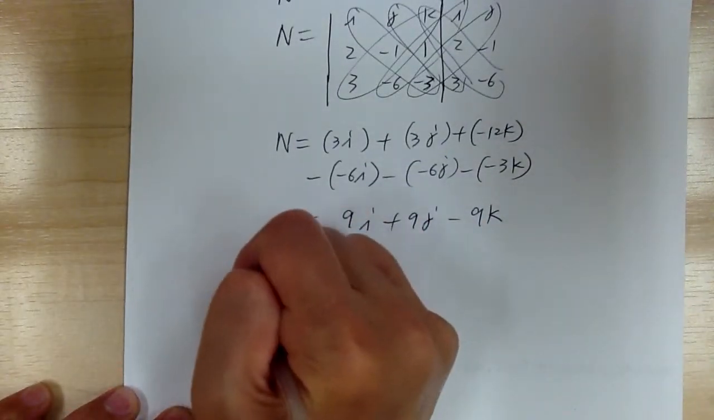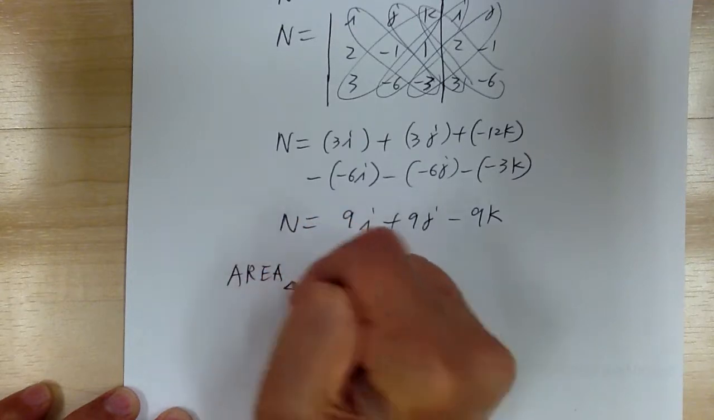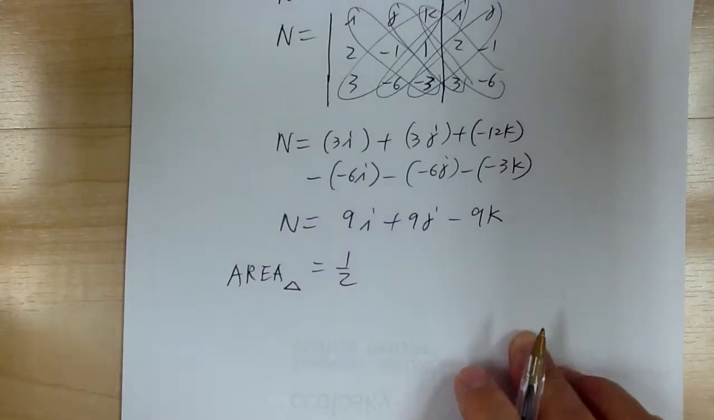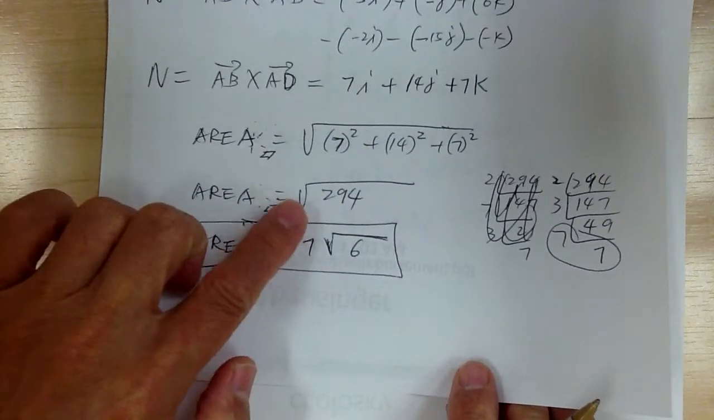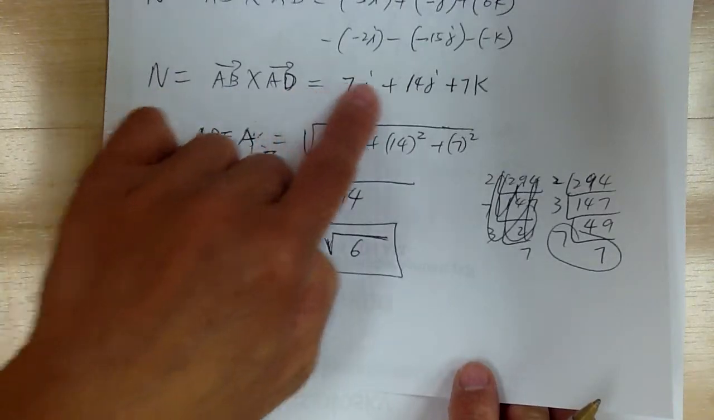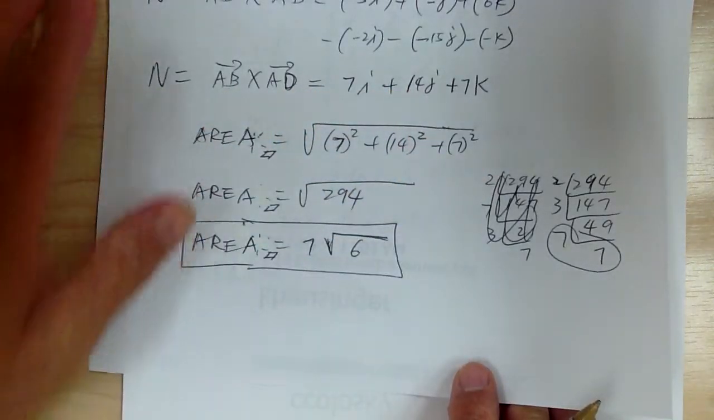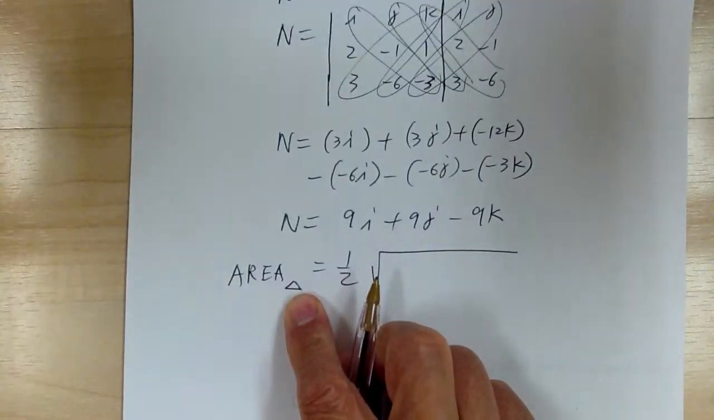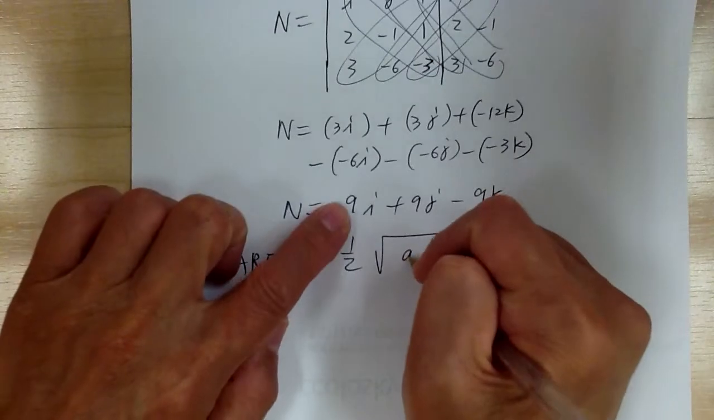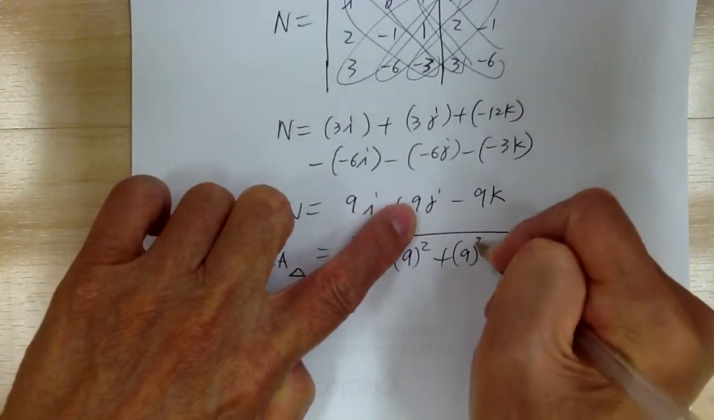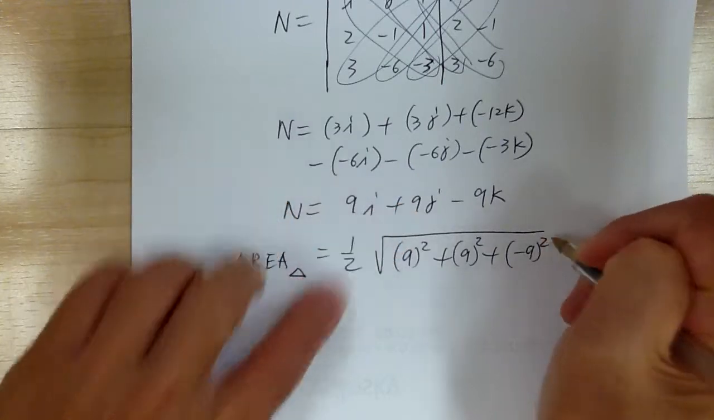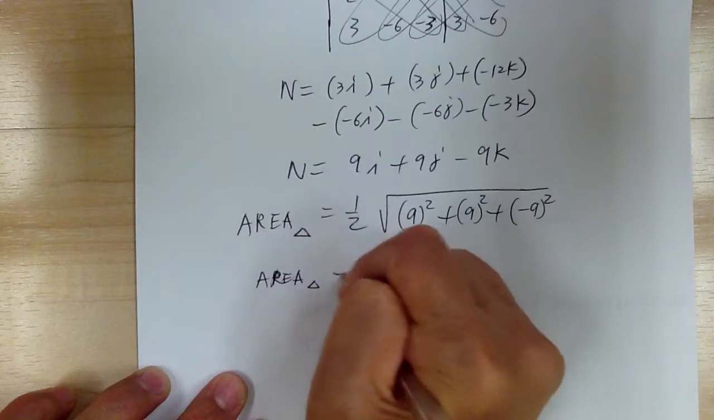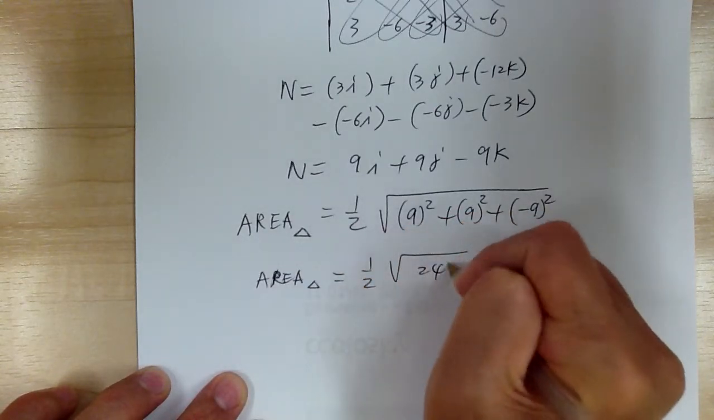Okay, so the area of the triangle, now this is a triangle, so it's going to be 1/2, right? If you look at the previous one, that was a parallelogram, so it would be just the square root of those squares. But because it's a triangle, you need to have 1/2, because the triangle is 1/2 the parallelogram. So you're going to get 9 squared plus 9 squared plus -9 squared. So the area of the triangle equals 1/2 square root of 243.